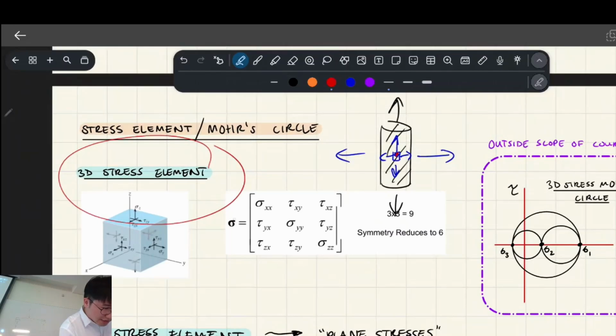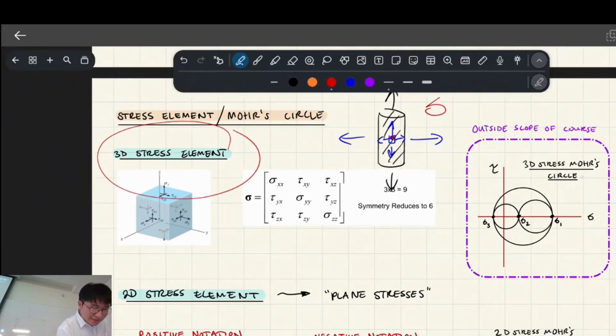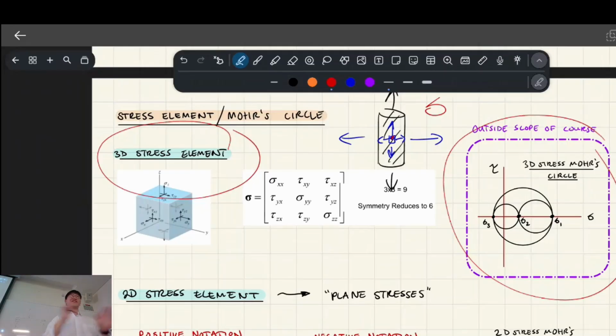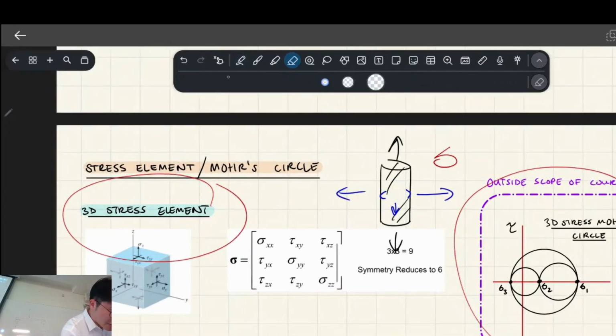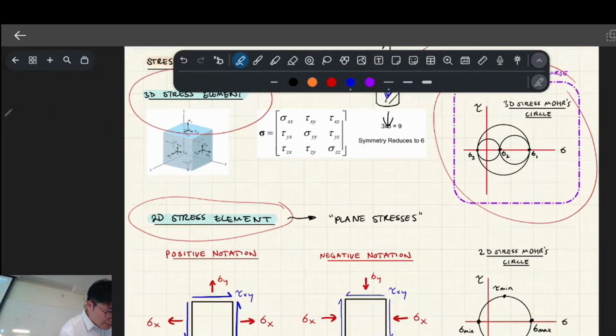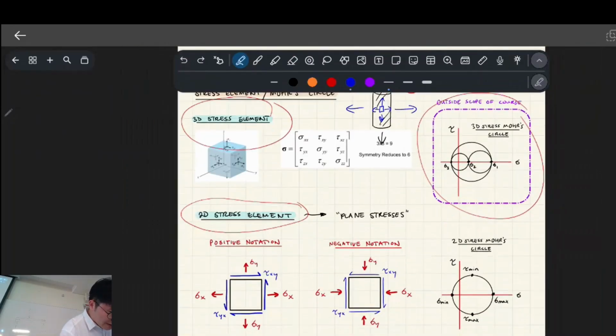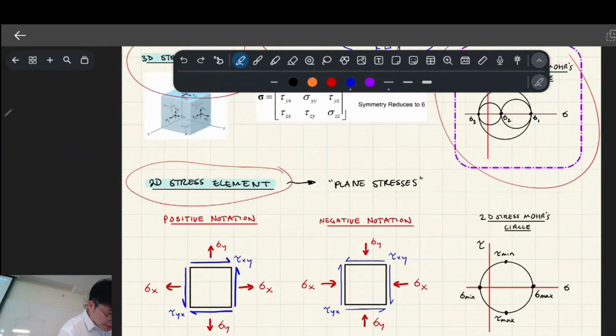But that's just the normal stress component of it. This is outside the scope of the course, and just to let you know this exists, you can plot this kind of triple circle situation for triaxial stress, but we're not going to do that, which is great. What we're going to do is just focus on a 2D stress element. So let's ignore the dimension going into the page. We're just going to focus on the 2 dimensions, and the shear that's being induced on it as well.